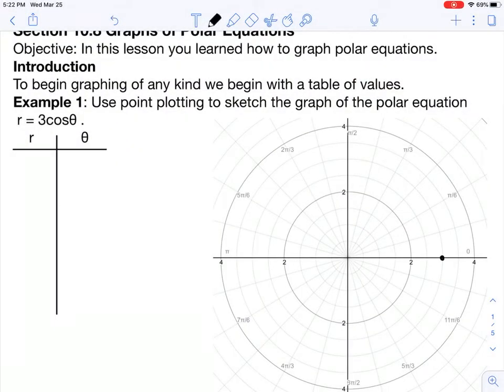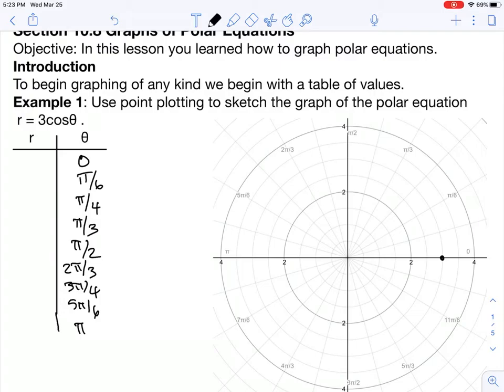Okay, our last section in chapter 10 is going to be 10.8, graphing polar equations. And we're just going to make a table of values as we have in the past. So begin with our angles: 0, pi over 6, pi over 4, pi over 3, pi over 2, 2 pi over 3, 3 pi over 4, 5 pi over 6, and pi. Let's stop there. We're running out of room, but we'll see we don't need to go any further.